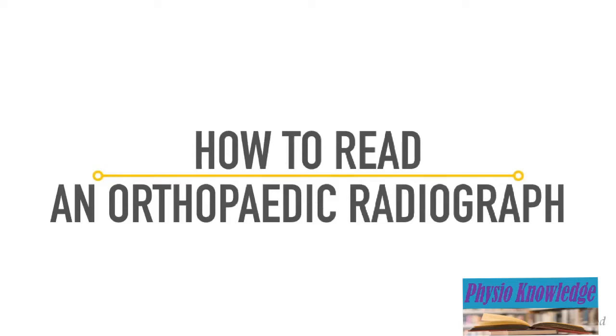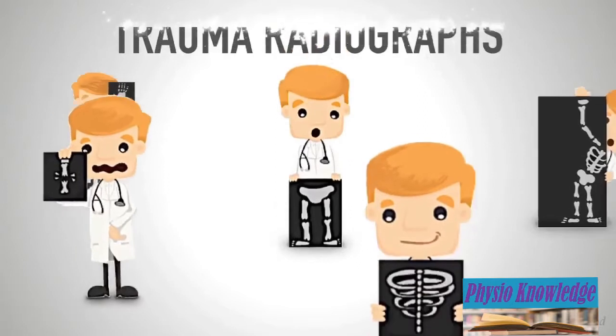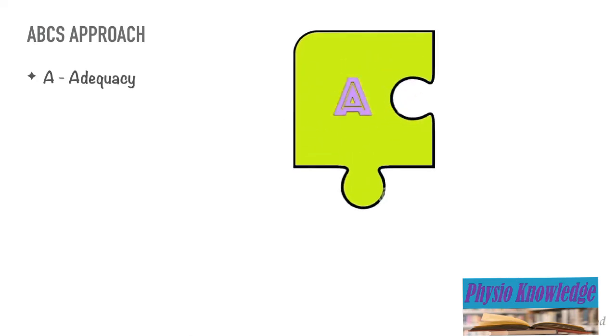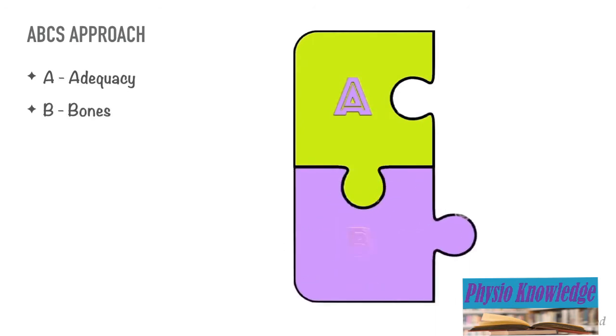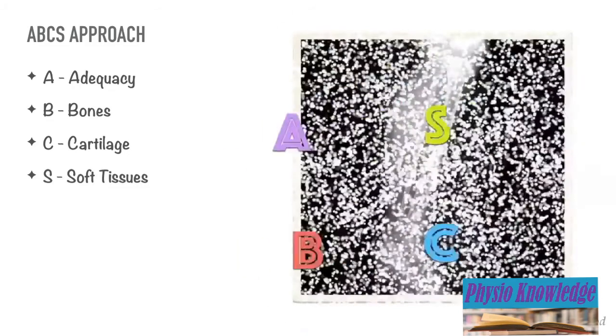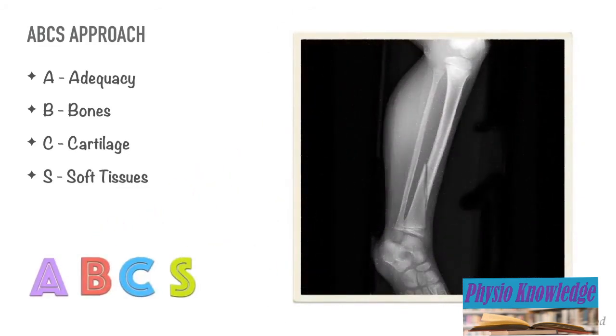Interpreting and reporting a radiograph in a methodical and scientific manner is essential to convey the message properly. In this video, we will focus mainly on the trauma radiographs. To every trauma radiograph that you see, you must always apply the ABCS approach. Here, A stands for adequacy, B for bones, C stands for cartilage, and S is for soft tissues. Let's see each of these one by one.